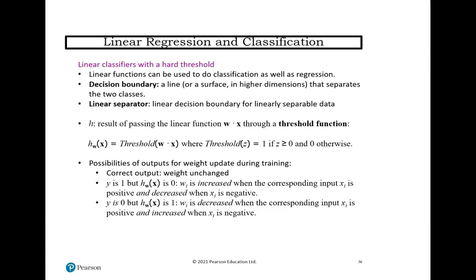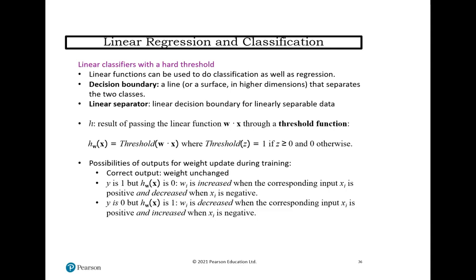Now, what if I'm not interested in predicting a continuous value, but instead in classifying data points between two classes, binary classification? In that case, I'm doing linear classification rather than linear regression. All I need to do is build a decision boundary, which is just going to be a line, or a surface if I'm talking about higher dimensions, that separates the two classes as best as possible.